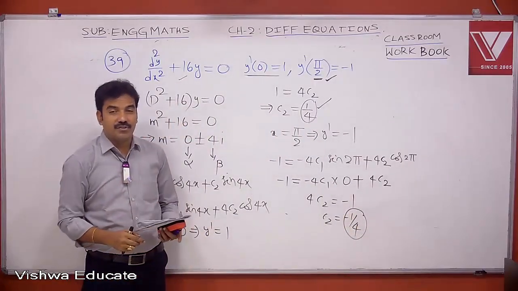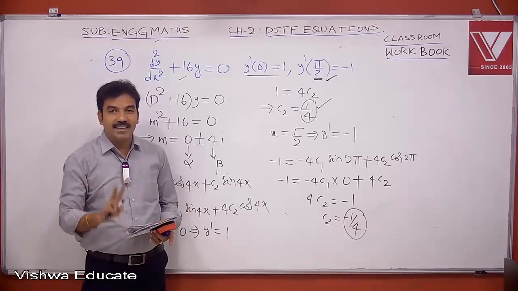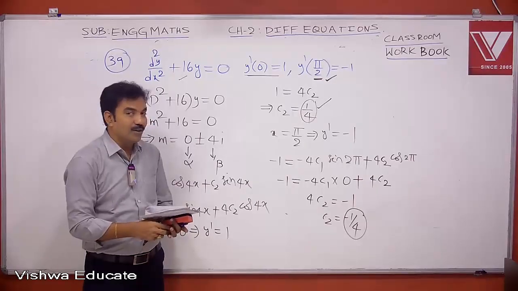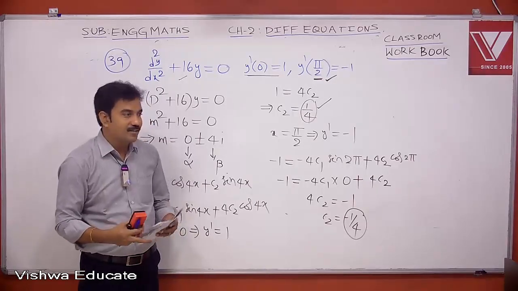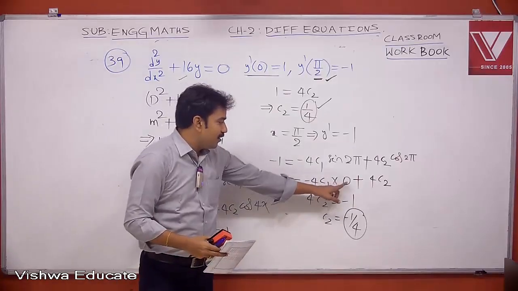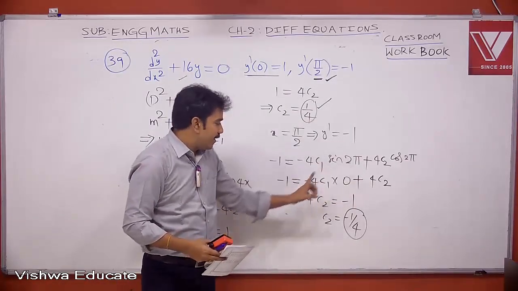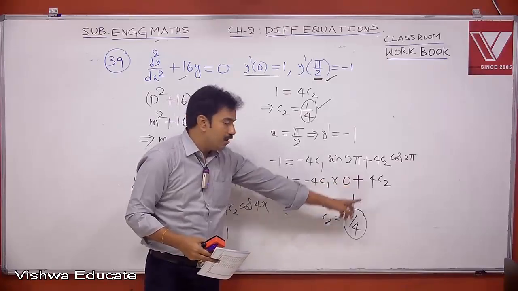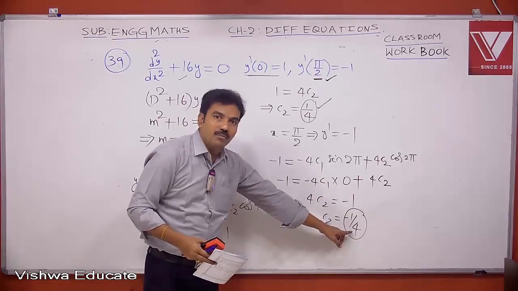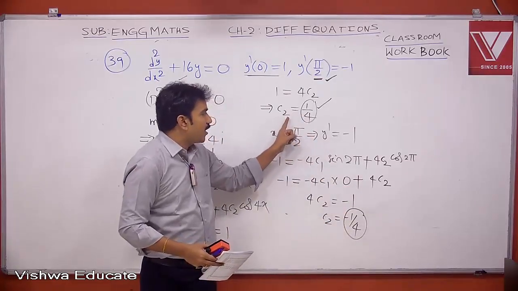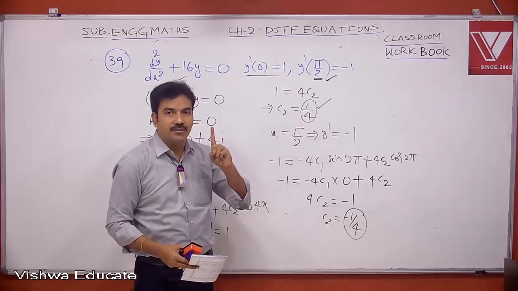C2 is taking two values. But don't think that it has two solutions, because C1 can be any value. Because any constant into 0 is 0. Anyhow this will be 0. So minus 1 equal to 4c2. I am getting C2 equal to minus 1 by 4. When you apply the first boundary condition, we are getting a single value for C2.